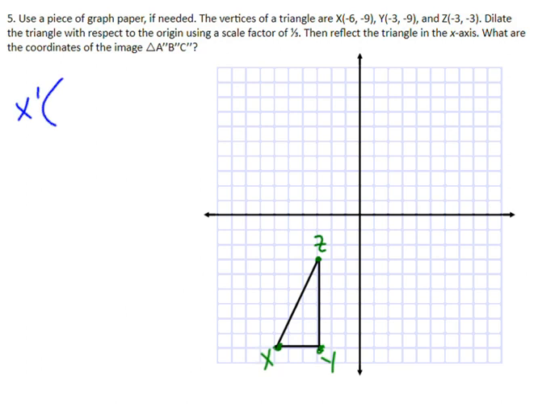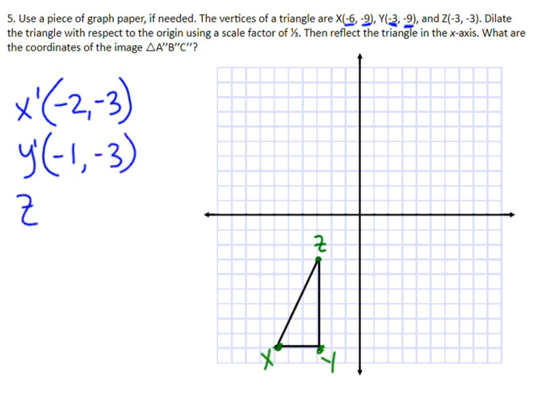X prime, I'm going to multiply -6 by 1/3. That's the same as dividing by 3. So that would be -2. I'm going to multiply -9 by 1/3, which would be -3. Y prime, -3 times 1/3 is -1. -9 times 1/3 is -3. And then for z prime, I'll multiply each of those by 1/3, which would give -1, -1.